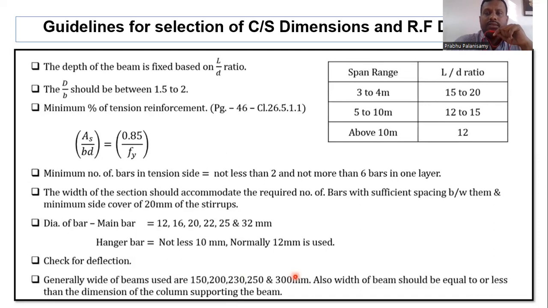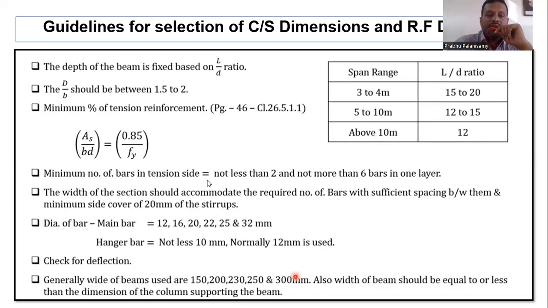So let us see the few design procedures for reinforcement, singly reinforced and doubly reinforced beam. First, the depth of the beam is based on the L by D ratio, and the depth should be between 1.5 and 2 meters, and the minimum percentage of reinforcement as per clause 26, A by BD, is equal to 0.85 by Fy. For a span range of 3 to 4 meters, the L by D ratio is 15 to 20, for 5 to 10 meters, 12 to 15, and above 10 it is 12.